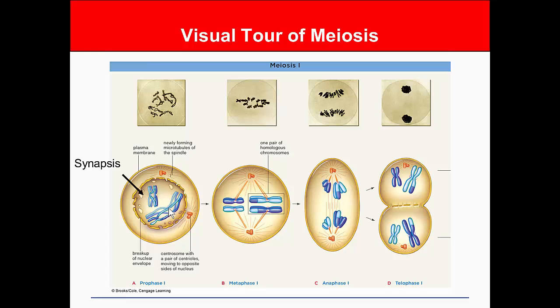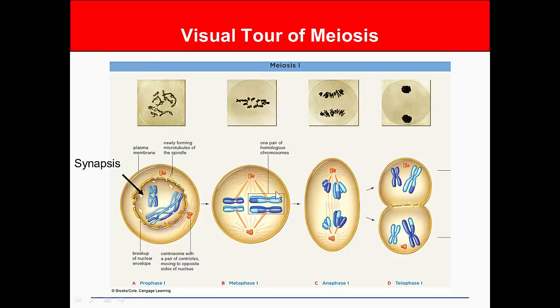Here are 2 more duplicated chromosomes. We can also see the other things that are typical of prophase, right? The nuclear membrane is breaking down. The centrioles are starting to move to opposite sides of the cell. So there are some similarities here to prophase of mitosis that we just learned about.